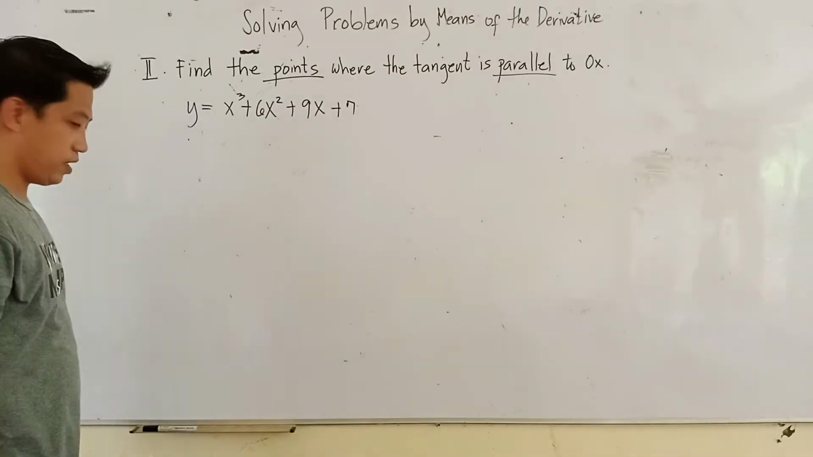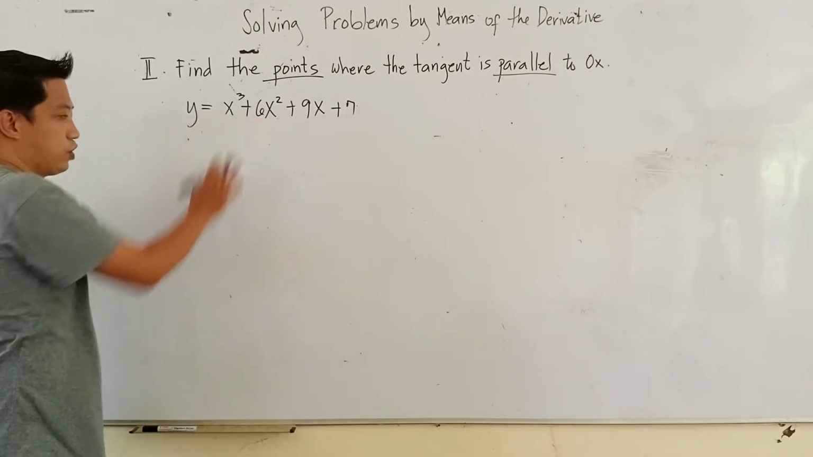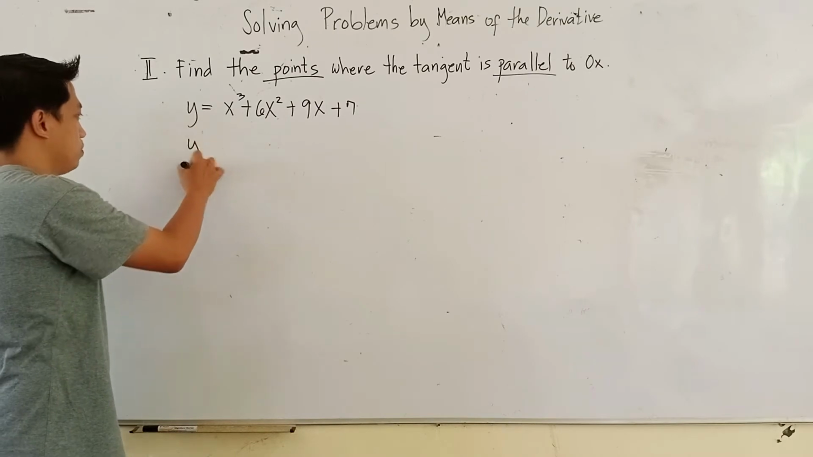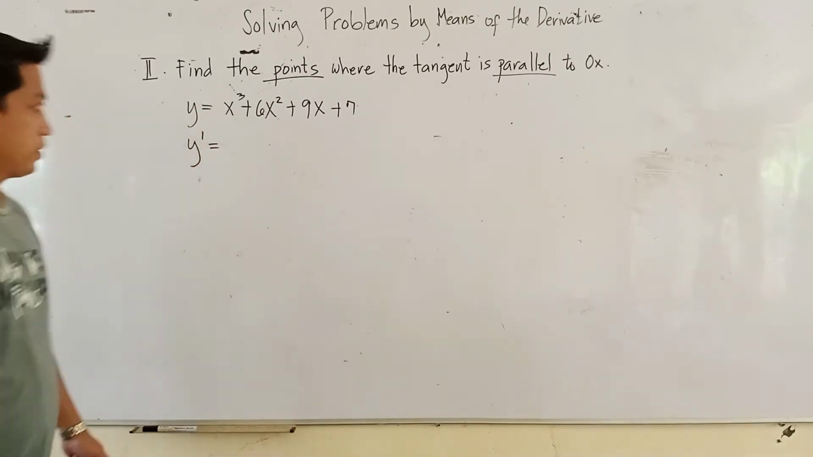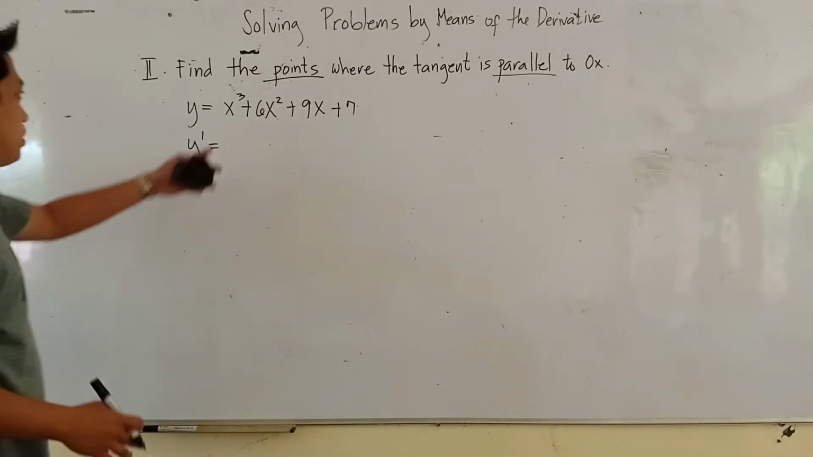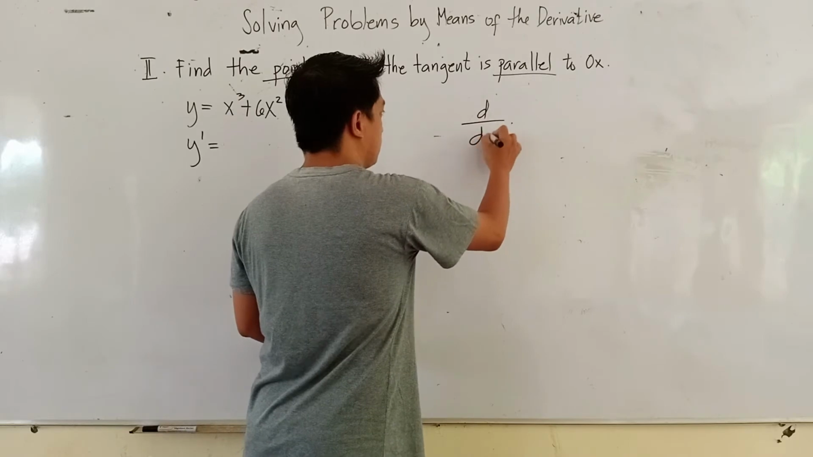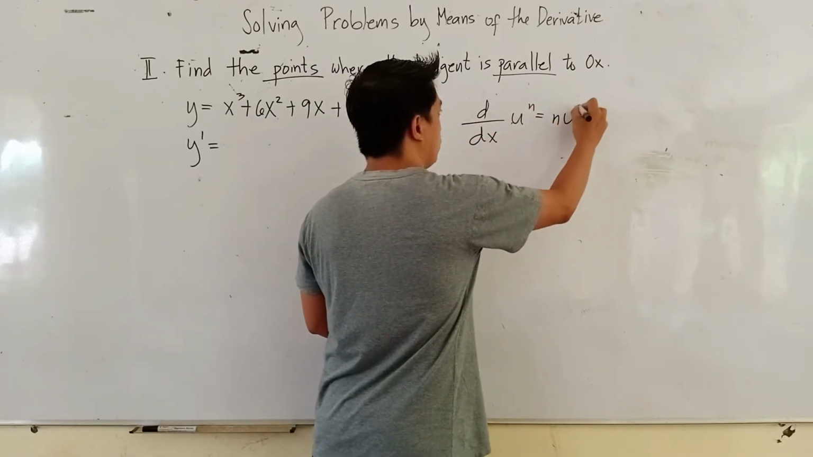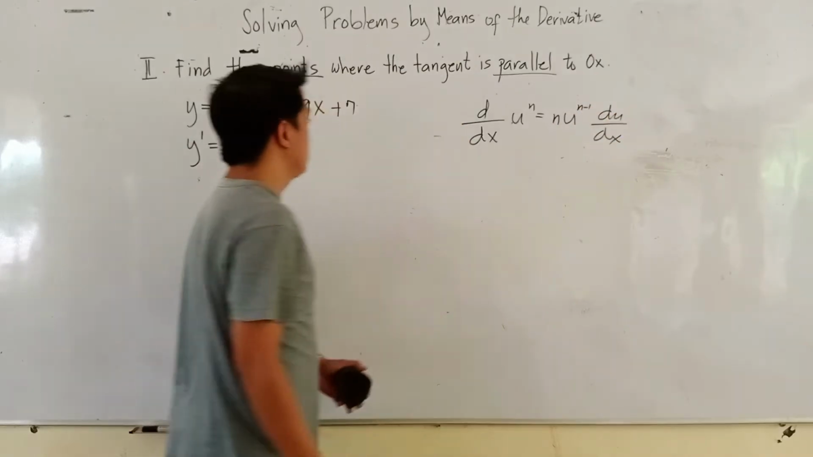So ang gagawin natin is we're going to differentiate the function into its first derivative. So first, derivative of y, that is y prime. Next, derivative of x cubed. Again, we're going to use the formula derivative of u raised to n, that is n u raised to n minus 1 du dx.